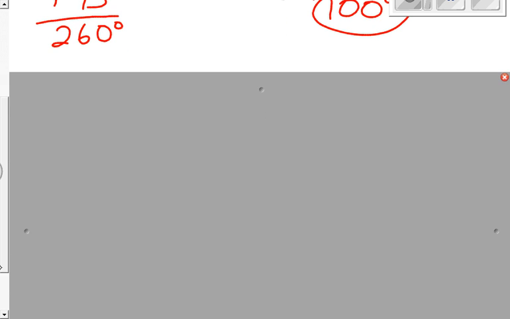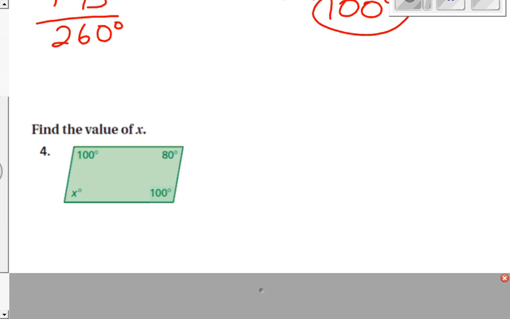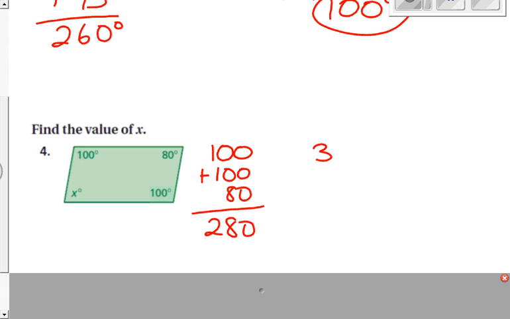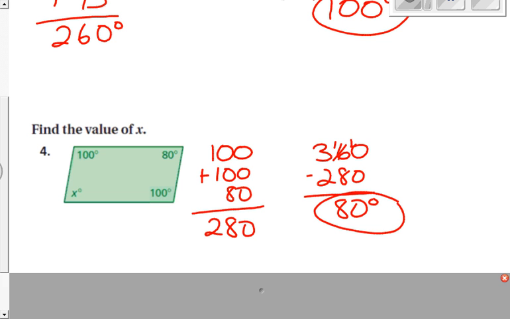My next example, again, we know we've got to find x. So we have a parallelogram. We have two angles that are 100, and we have an 80, and we have an x. So again, we're going to add up our angles. 100 plus 100 plus 80, and we get 280. So now we're going to subtract 360 minus 280, and we get 80 degrees. So we know that x equals 80 degrees.